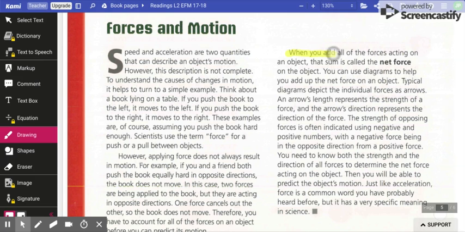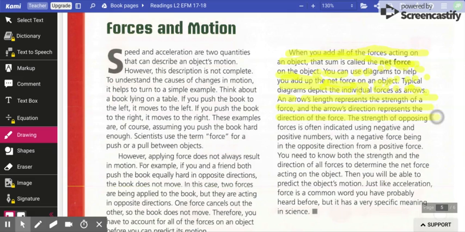When you add all the forces acting on an object, the sum of the forces is called the net force on an object. You can use diagrams to help you add up the net force on an object. Typical diagrams depict the individual forces as arrows. An arrow's length represents the strength of a force, and the arrow's direction represents the direction of the force.